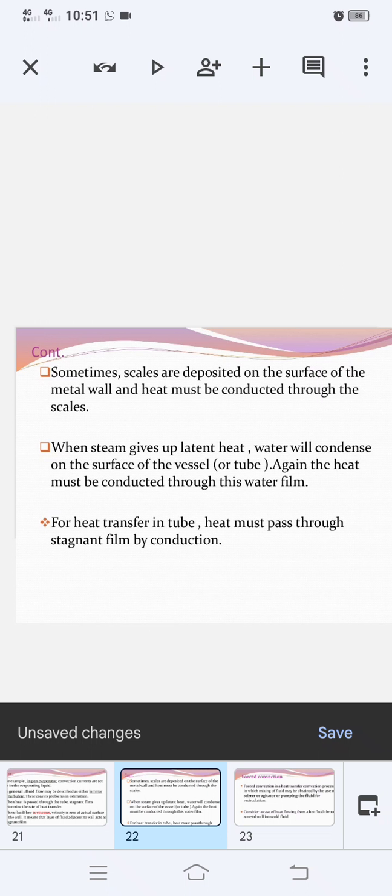Sometimes scales are deposited on the surface of the metal wall. When steam gives up latent heat, water will condense on the surface of the vessel. It changes to the vapor phase also when we are applying heat. For heat transfer in a tube, heat must pass through the stagnant film by conduction.